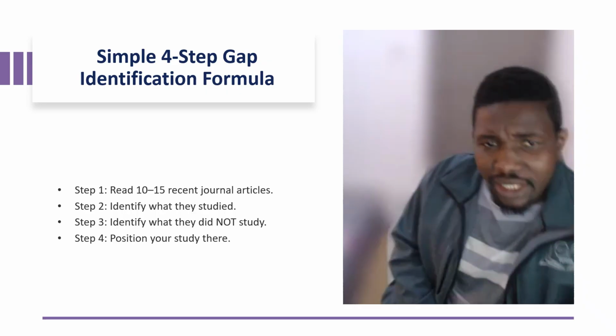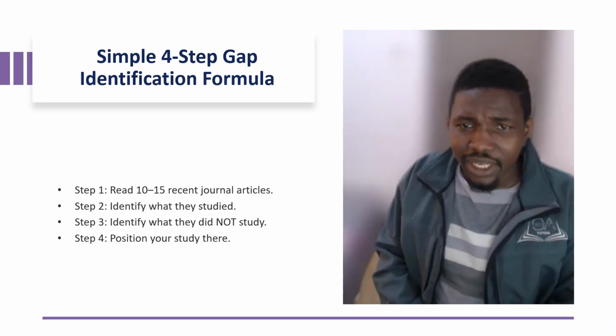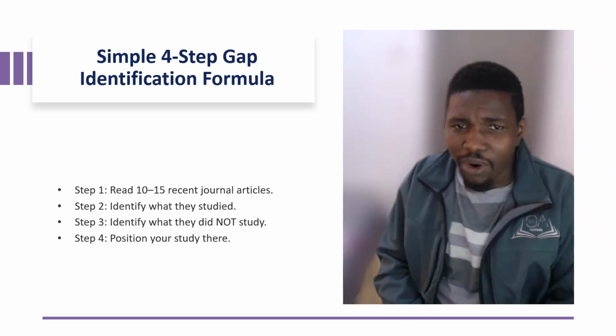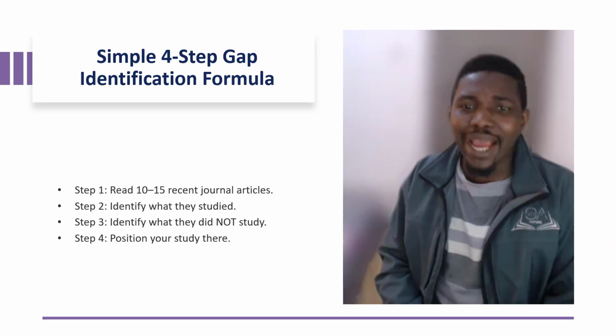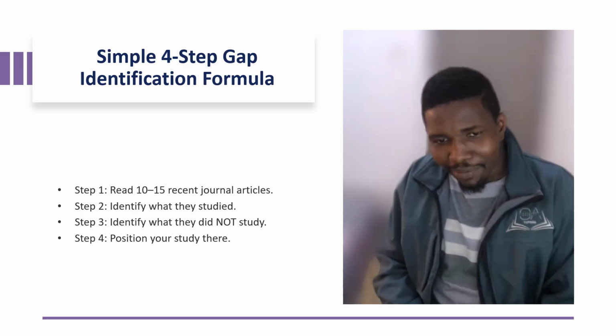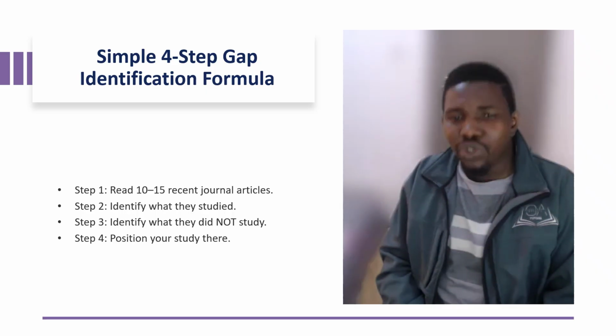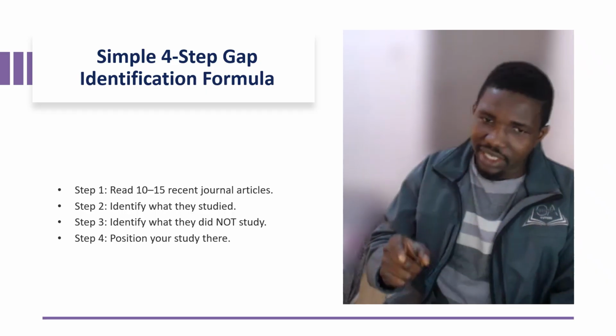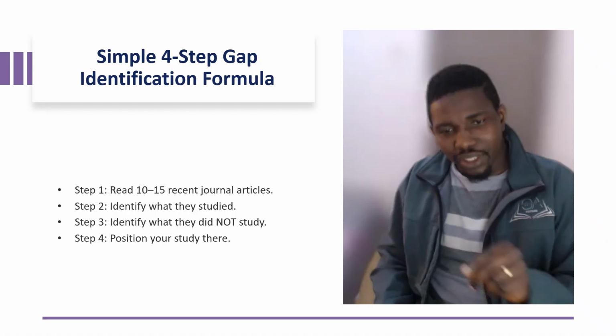Oh, let's take a look at this first simple step approach to identifying gaps. So I'll call this the simple four-step gap identification formula. Step 1 is for you to read between 5 to 15 recent journal articles and identify what they studied.